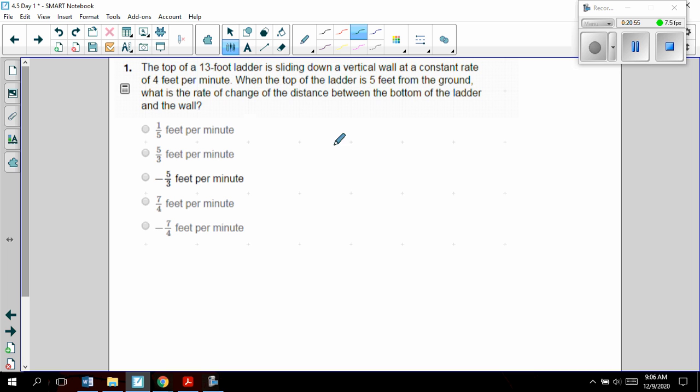All right, so we have the top of a 13-foot ladder sliding down a vertical wall. So I'm going to draw my vertical wall. Okay, I'm going to draw my ladder. Okay, I'm going to draw the ground to make my life easier. Here's my ladder. And then it says it's 13 feet, so I'm going to put that on here. And it's sliding down the vertical wall, so I'm going to put an arrow signifying I'm going down. And my rate is 4 feet per second.